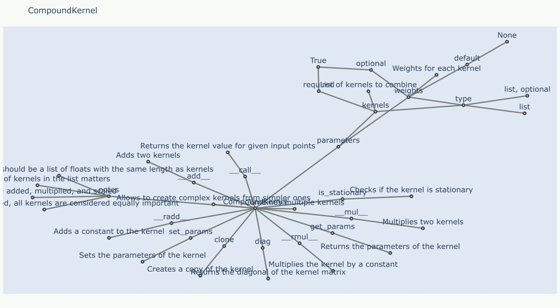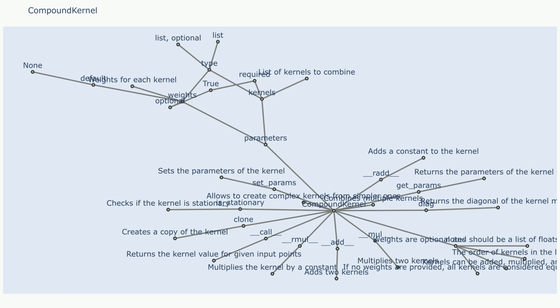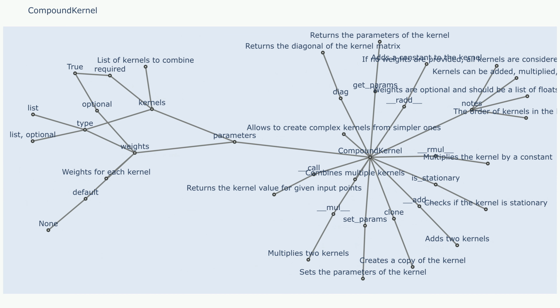Example code. Python. From sklearn.gaussian_process import GaussianProcessRegressor. From sklearn.gaussian_process.kernels import RBF, ConstantKernel, CompoundKernel. Define individual kernels. kernel1 = ConstantKernel(1.0, constant_value_bounds=(1e-3, 1e3)) * RBF(1.0, length_scale_bounds=(1e-3, 1e3)).